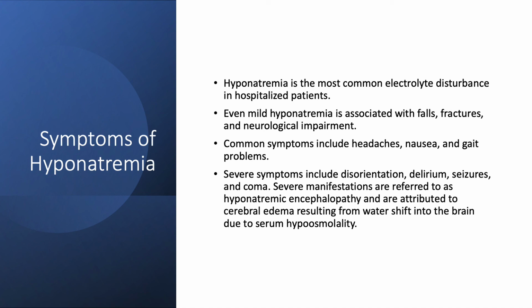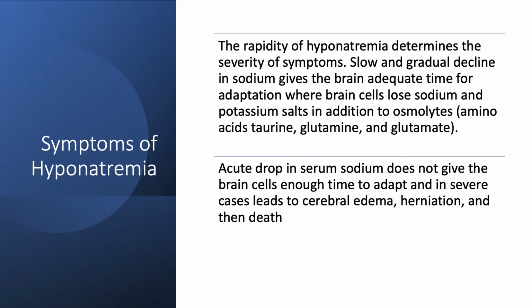So what's going on here? The water shifts into the brain, okay? So the brain is hyperosmolar to the serum. So water shifts, and that causes all these problems. So the rapidity of hyponatremia determines the severity of symptoms. So if it happens slowly, you're going to have less symptoms. If it happens quickly, then you're going to have severe symptoms because of water shift, because the water moves into the brain, causing cerebral edema, herniation, and even death.